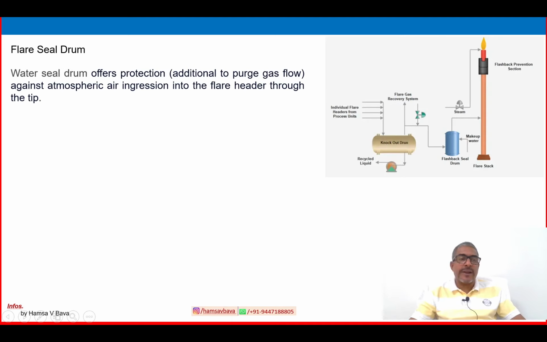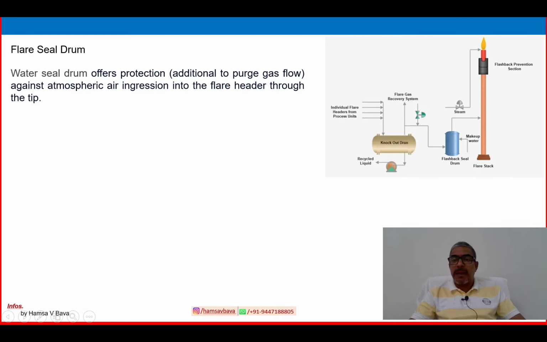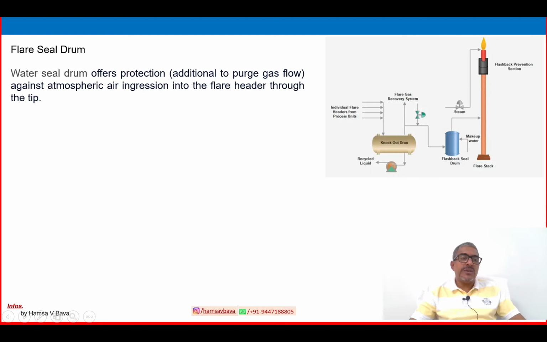What is a seal drum? A water seal drum offers protection additional to the purge gas flow against atmospheric air ingression into the flare header through the tip. So in case any setback happens, the flare gas or atmospheric air will not enter back into our process system; a seal drum makes sure of that. The water seal drum offers protection additional to purge gas flow against atmospheric air ingression back into the flare header through the tip.